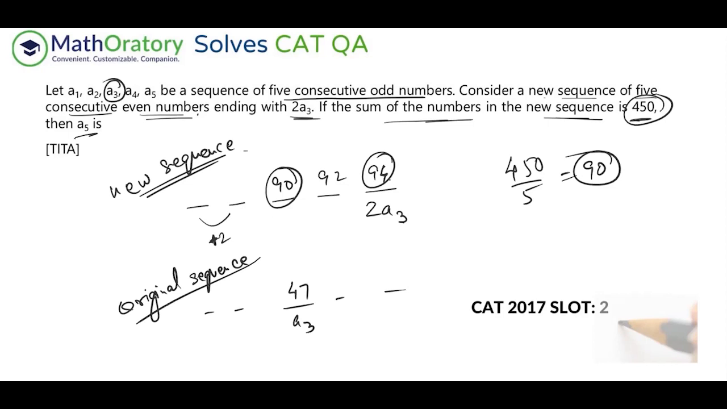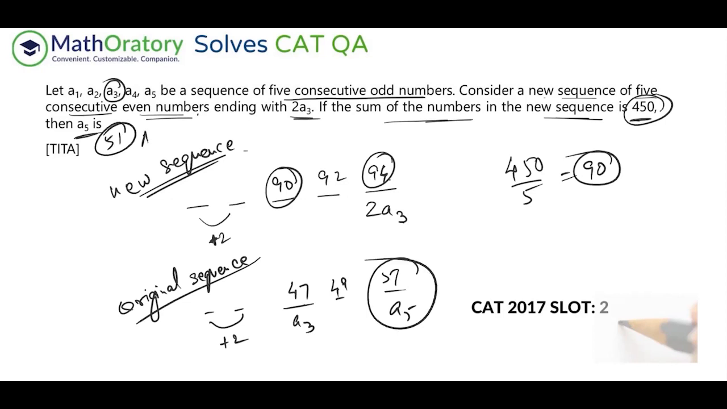And what are we looking for? A5. So A5 is the last term here. Again, this sequence is consecutive odd numbers, so still a common difference of plus 2. So this is 47, this is 49, this is 51, right? So A5 is 51. That is the answer here.